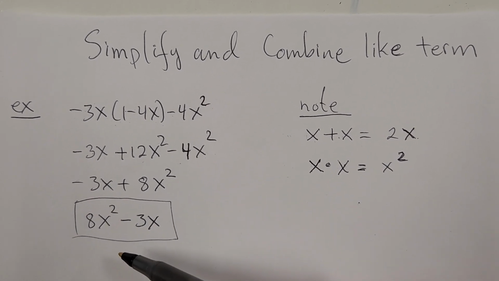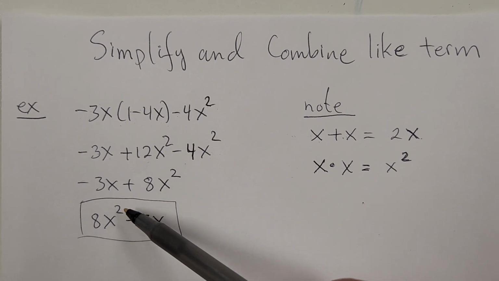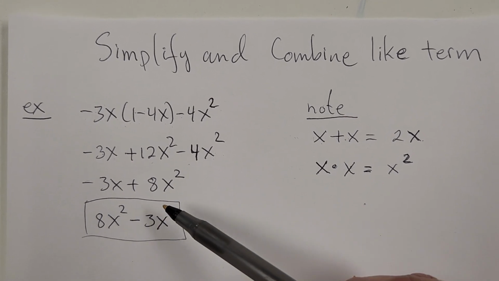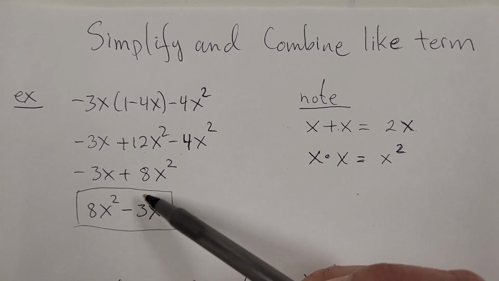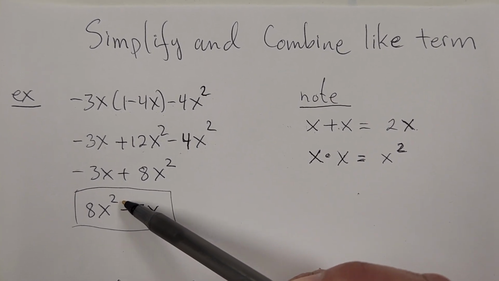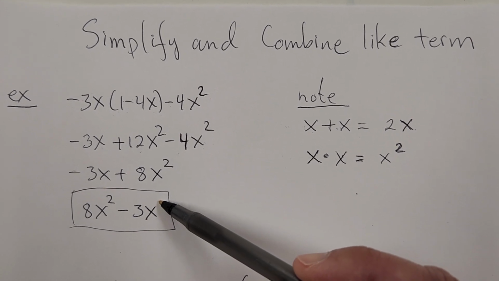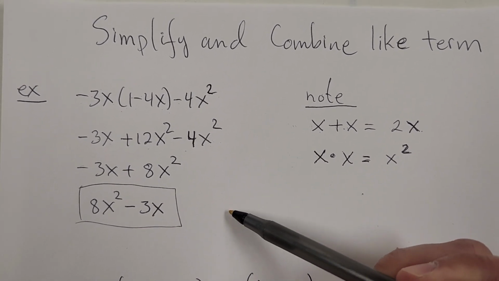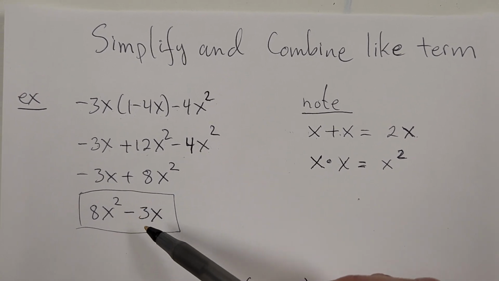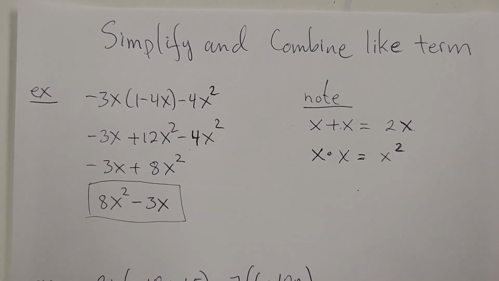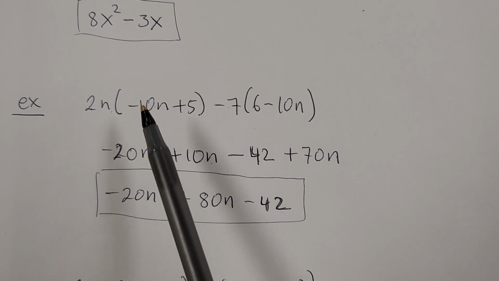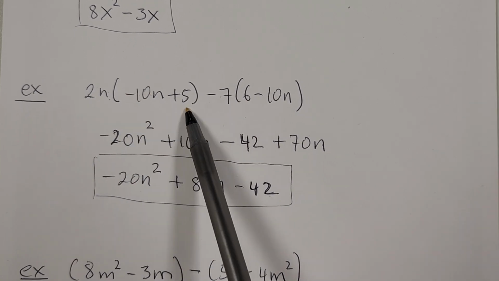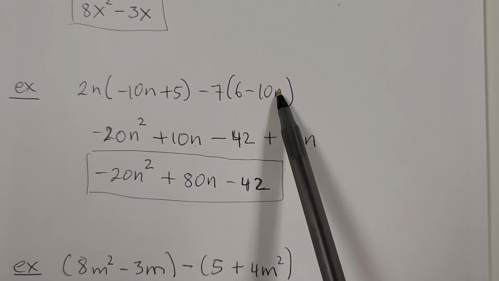Again, when you write your answer, make sure it is the biggest power first, and then the next power, and then the next. In this case, 2 is the biggest power, and then down to 1, and then down to 0, and so on. So that is the first example. Here's the next example. Same thing, I have parentheses, so distribute.